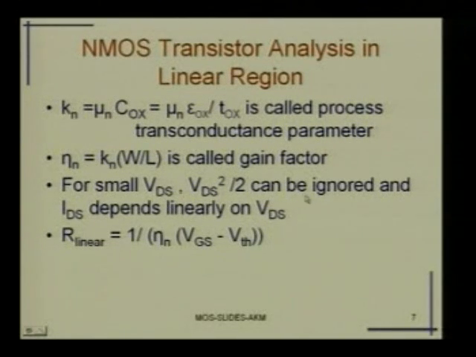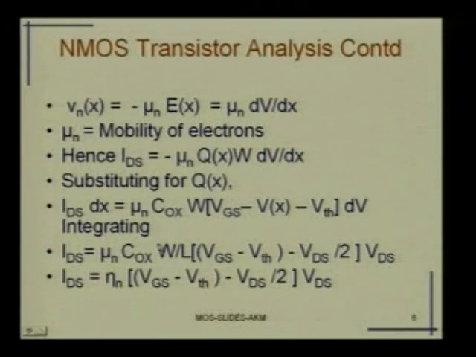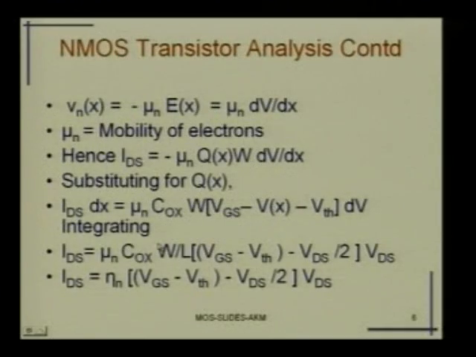And if you look at the equations now, if you ignore the VDS square by 2, then IDS depends linearly on VDS, and this is the linear resistance. So, if I go back to my earlier diagram, it is this resistance. If I linearize it, this is the current voltage equation. So, this is the linear resistance of an NMOS transistor. This is the equation which will be used frequently later on also. So, the current in the linear region will be of this type.